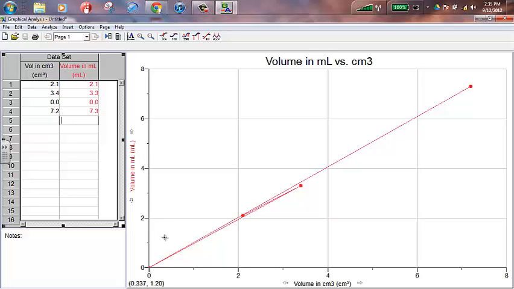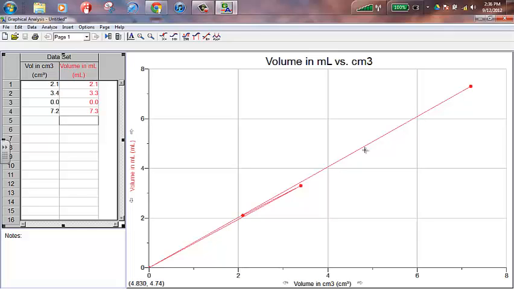And as you can see, my graph kind of has these connected points. This is the first point that I put in. Oh, wait a minute. Is that the first point that I put in? Yeah, it was 2.1, 2.1. The next data point I put in was this one, 3.4 and 3.3. And then the next data point I put in was 0, 0. And then the next data point that I put in was all the way up here at 7.2 and 7.3. And you can see that this red line sort of zigged and zagged back and forth between these data points.